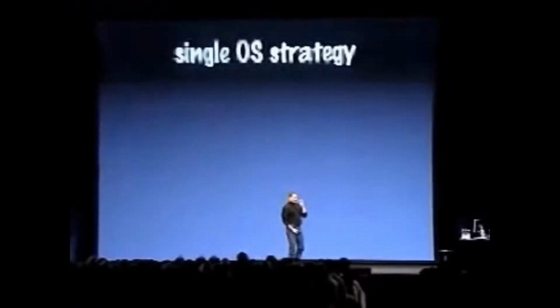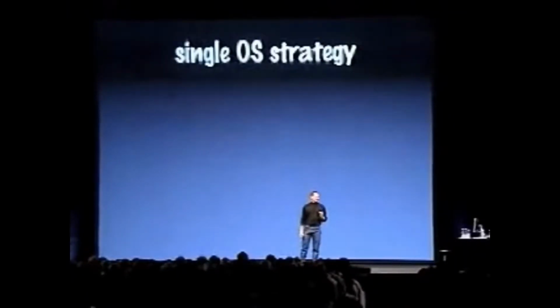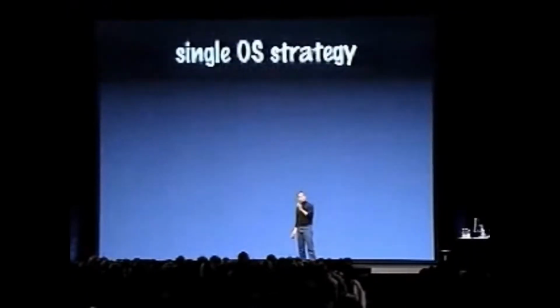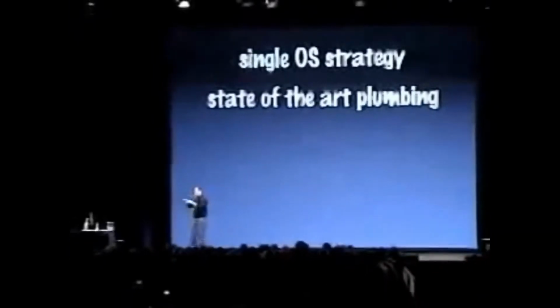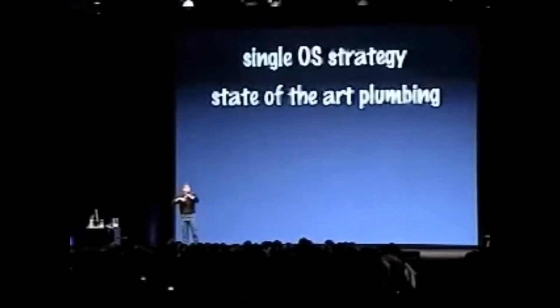First, we are going to have a single OS strategy at Apple. We're not going to have a dual or a triple or a quadruple OS strategy like some others. We're going to have one OS. And that's very important to us. The second is, the Mac OS needs state-of-the-art plumbing. We need the best operating system kernel technology, the best internet networking in the world. Right? We need the best plumbing of any operating system out there.